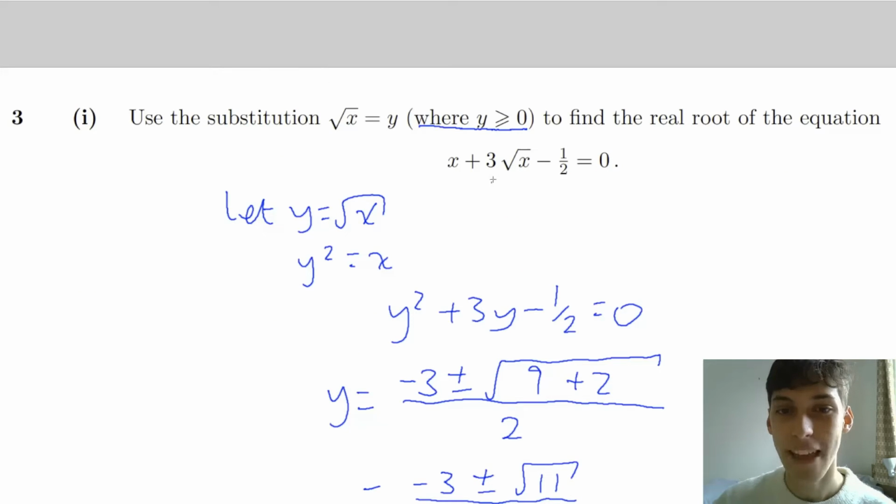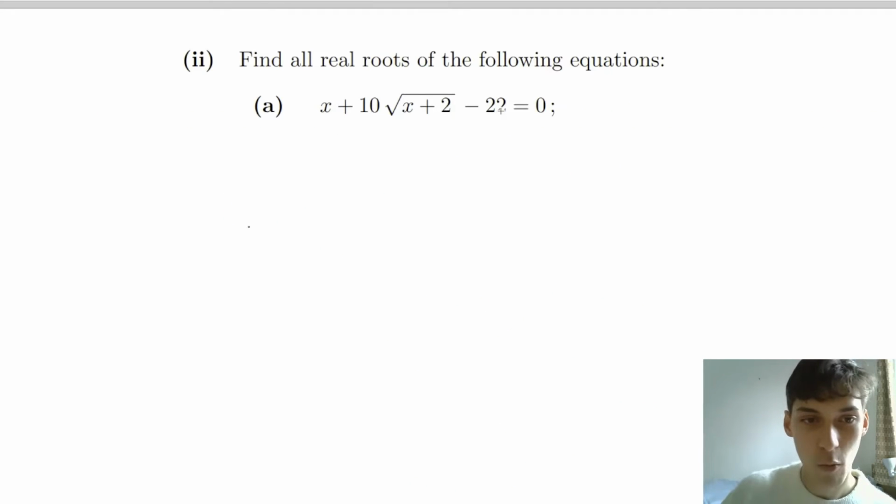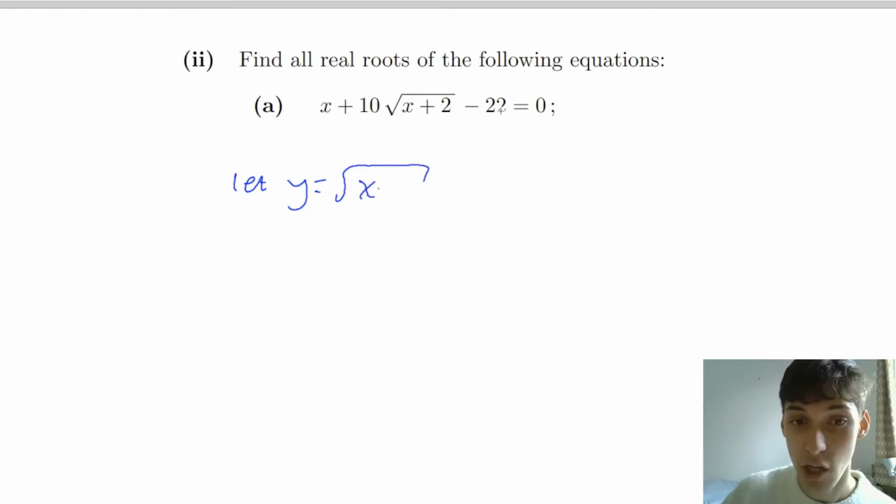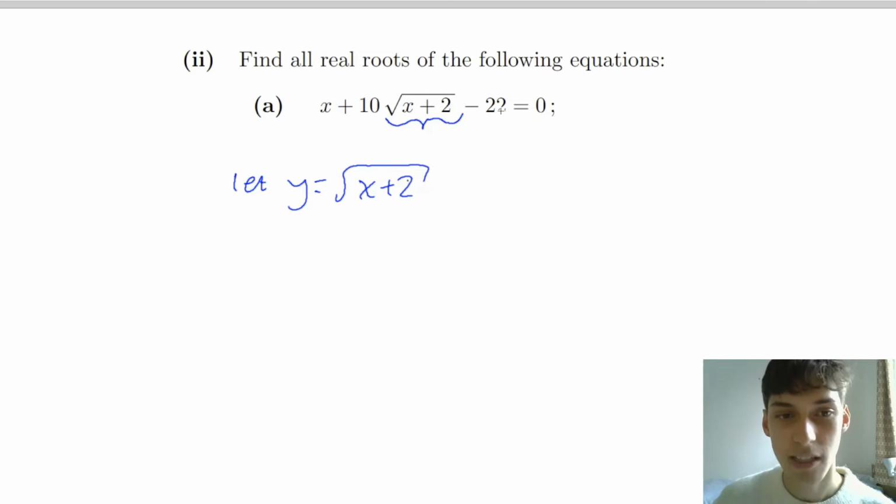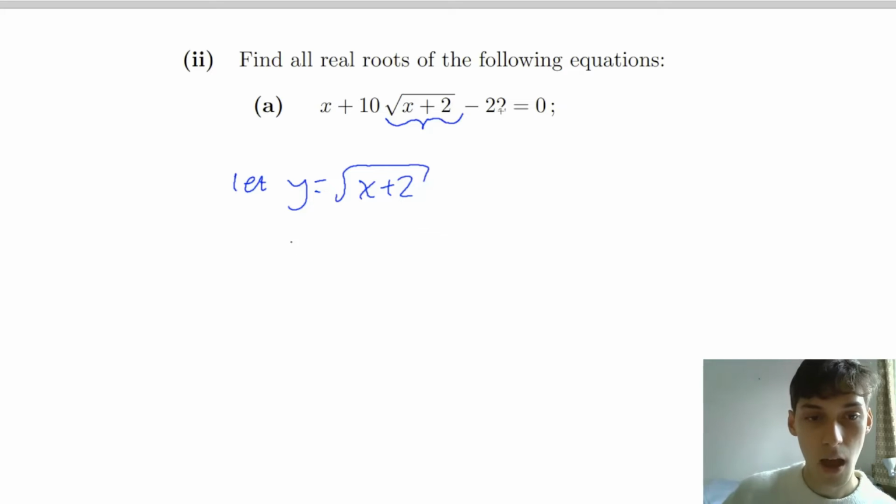So here they took the substitution of this square root. Let's do the same here. Let's take y equals square root of x plus 2, this square root, and see what that does for us. It might not end up working, but I think that seems like a good thing to try first.